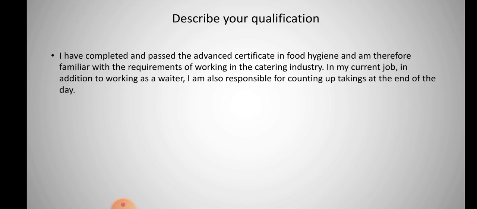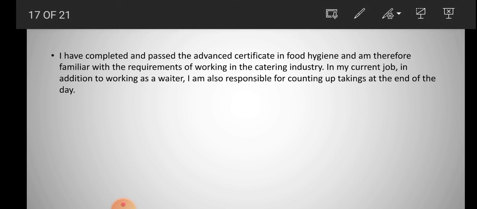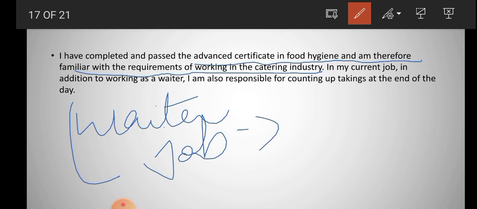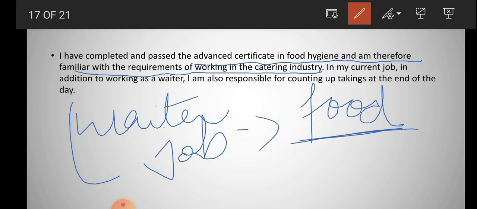I have explained this point a little bit in the last slide. Let's see what qualification this writer has given. "Advanced certificate in food hygiene and therefore familiar with the requirements of working in the catering industry." As I said, the task is to get the waiter and waitress job. It means your qualification, that is food, should match this job. It should correlate, it should relate to the job you are finding.